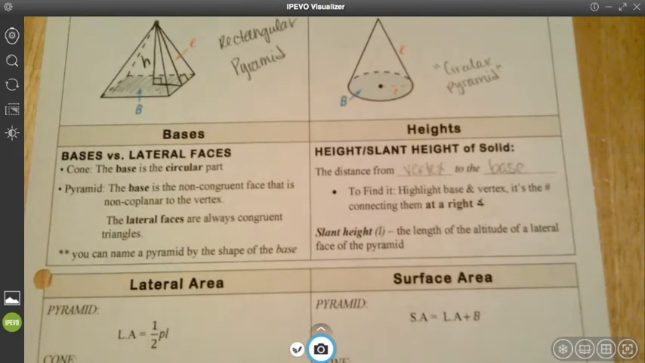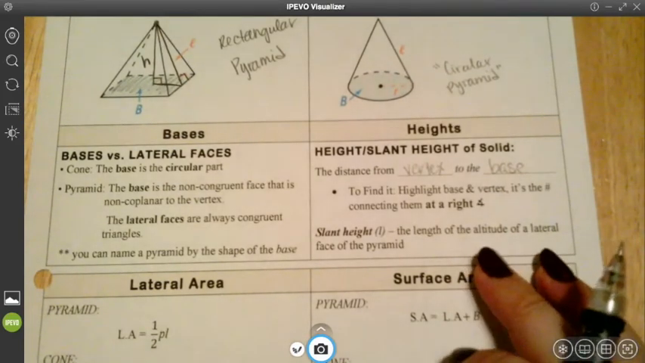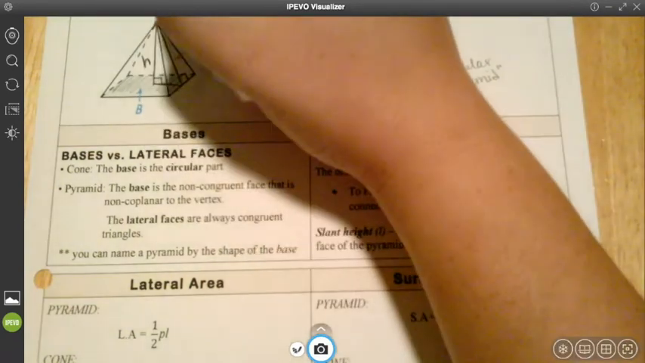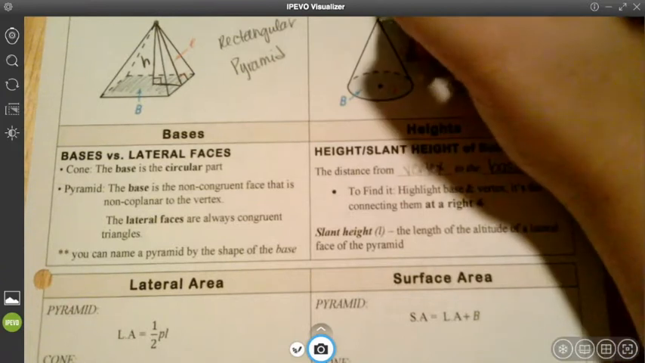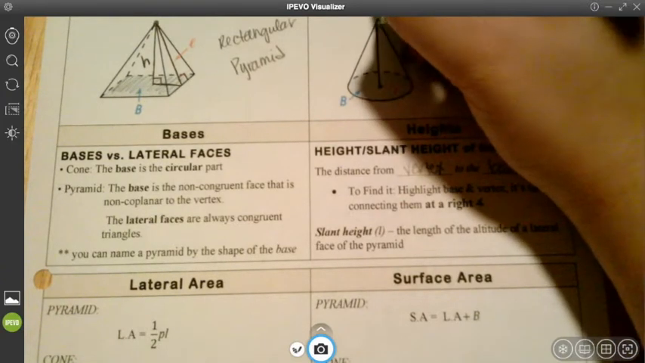So the slant height is the length of the altitude of the lateral face of the pyramid. So along the side of the pyramid. So here we have our lateral height. Here would be our height.